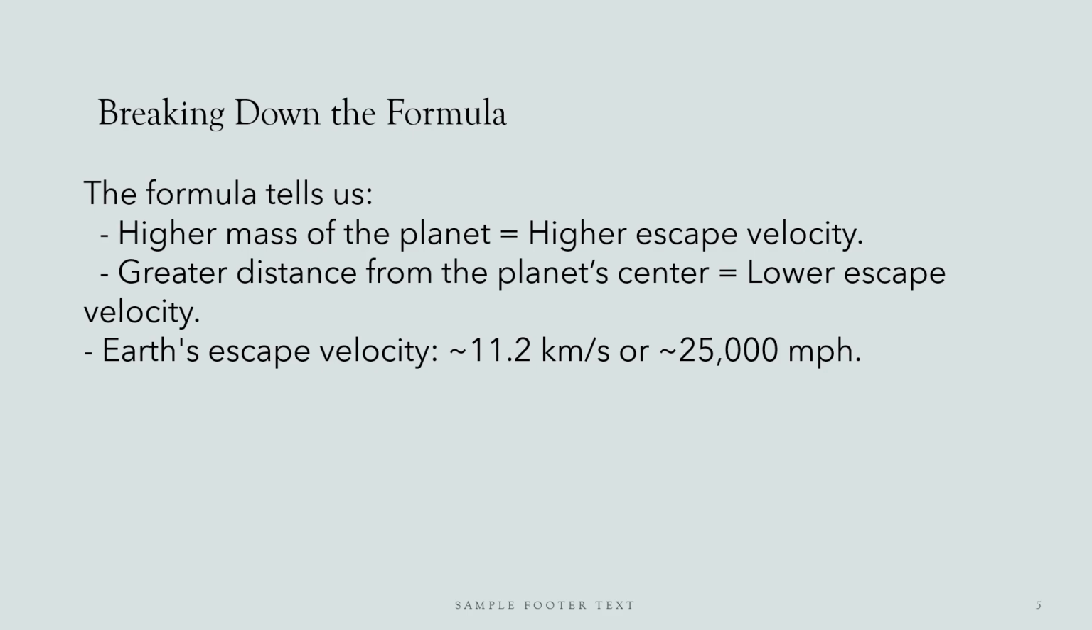As we break down the formula, we see that escape velocity depends on the planet's mass. For example, larger planets like Jupiter would require a much higher escape velocity because they have more mass and a stronger gravitational pull. On the other hand, being further from the planet reduces the escape velocity because gravity weakens with the distance traveled. So the further the rocket gets from the surface of the planet, the less the required speed, as it gets further away from the pull. Earth's escape velocity is relatively high due to the size and gravitational pull that we covered.